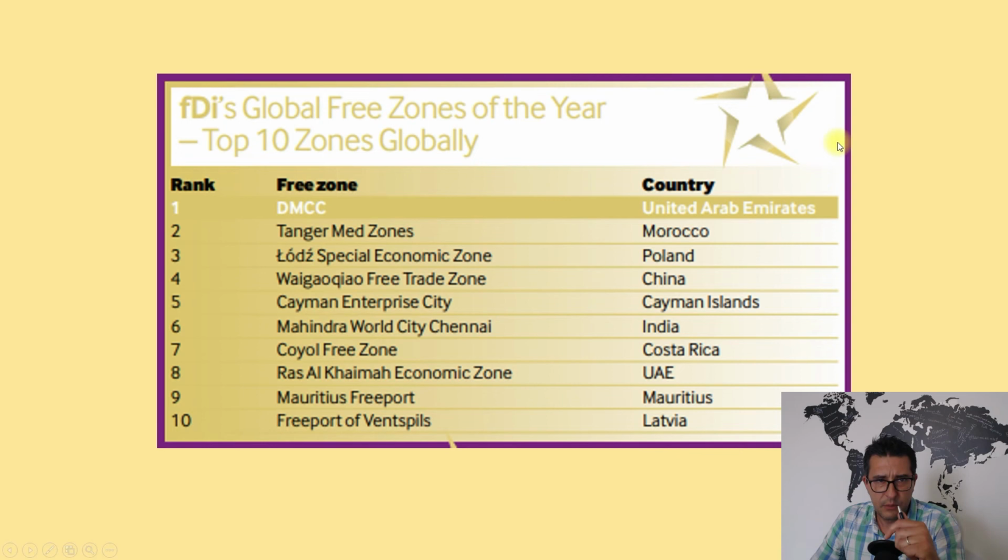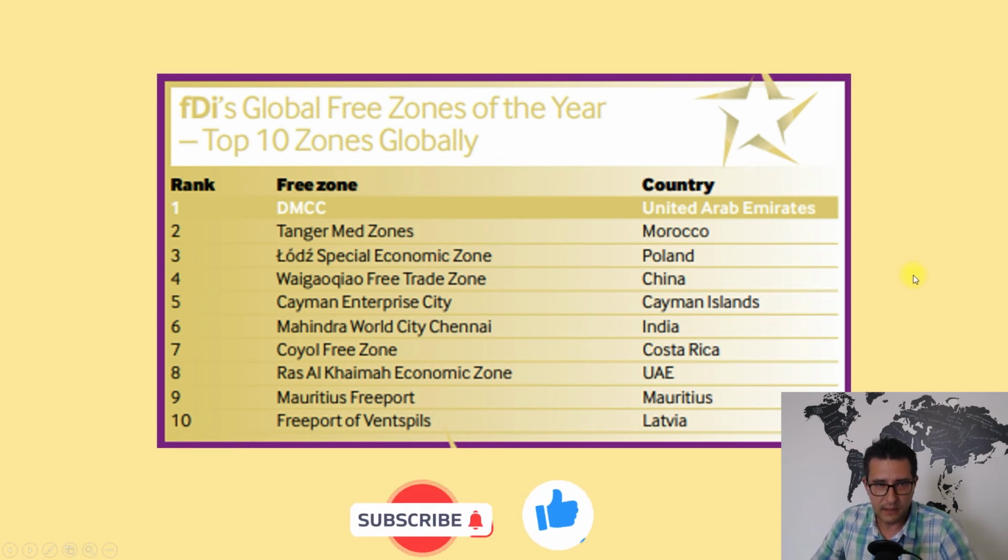On the second spot, we have Tanger Med from Morocco, who was the winner for Africa, but it was second overall with its manufacturing and trading hub strategically located between Africa, Europe, and the Atlantic. On the third spot, we have Lodz Special Economic Zone in Poland. Then we have an unpronounceable name from China, sorry guys. On the fifth spot, we have Cayman Enterprise City from Cayman Islands. On the sixth spot, we have Mahindra World City, Chennai from India.